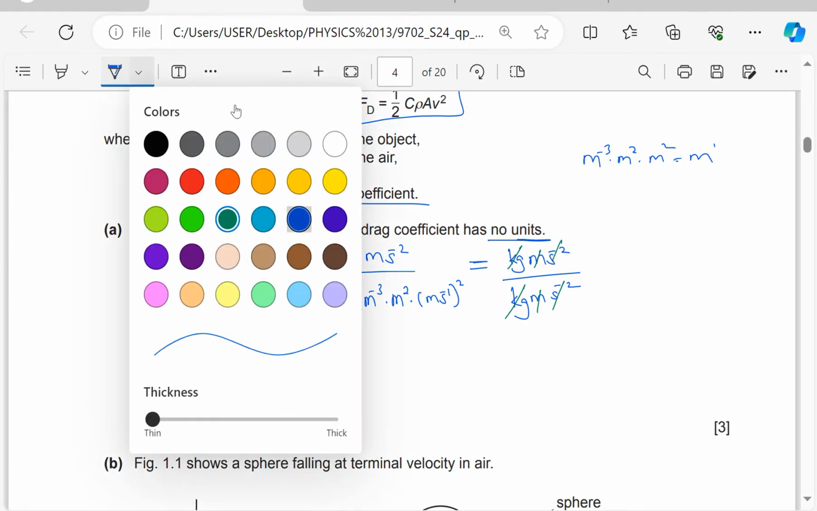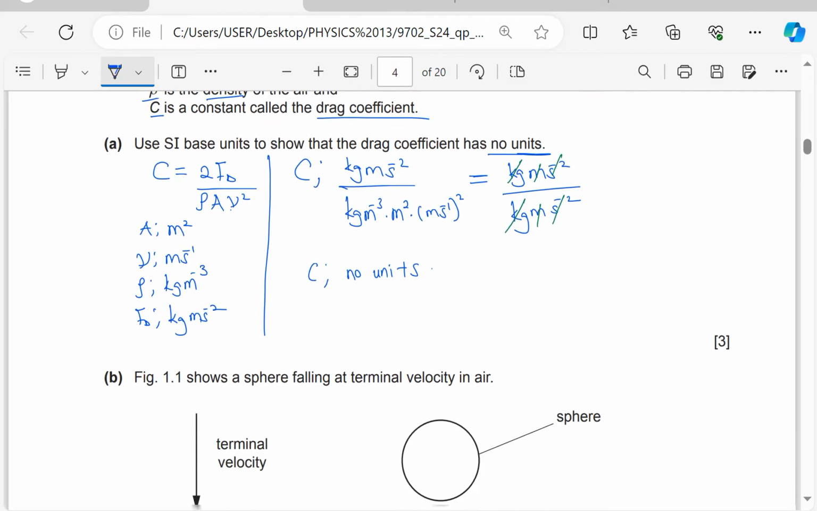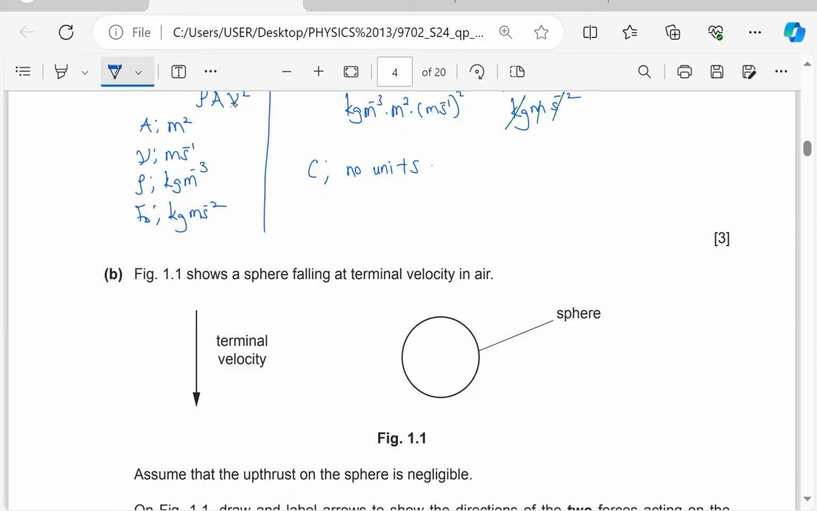So now I just write a conclusion. So this means that C has no what? No units. If you're a teacher, discourage your students from putting equals to 1. It's really wrong to say that the units equal to 1. That is a contradiction. Then part B, the figure shows a sphere falling at terminal velocity.